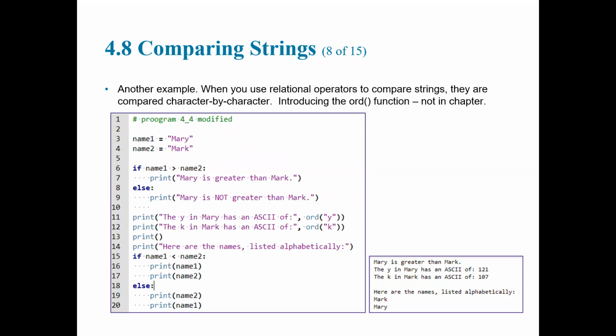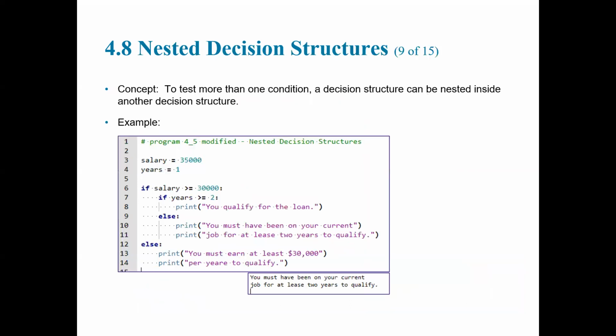So let's find out why Mary is greater than Mark. The Y in Mary has an ASCII equivalent of 121. The K in Mark has an ASCII equivalent of 107. So yes, Mary is greater than Mark. So that allows us to make decisions. Like if name 1 is less than name 2, then I can use that to make a simple sorting. I would print name 1 and then name 2. Else, we would print name 2 and name 1.